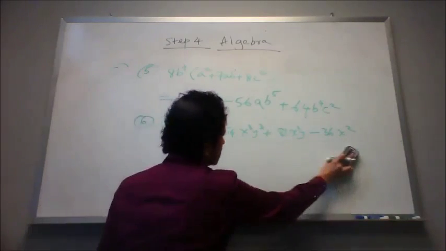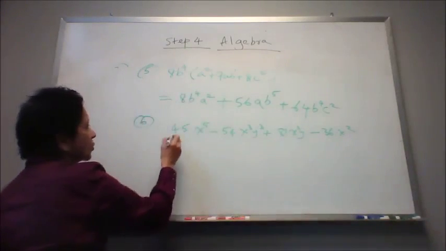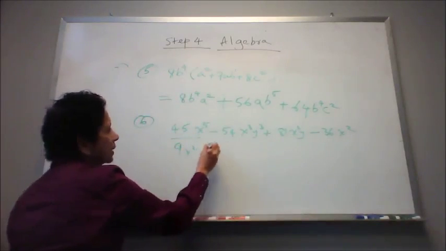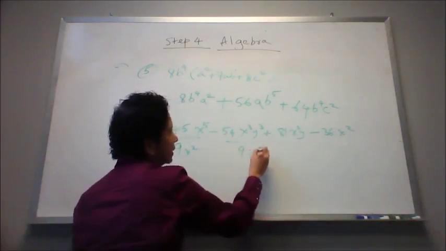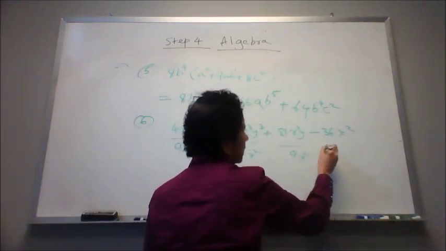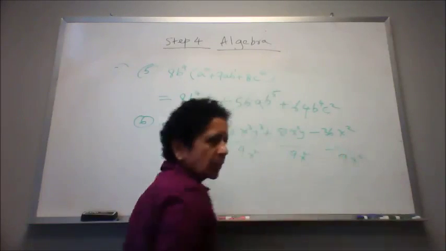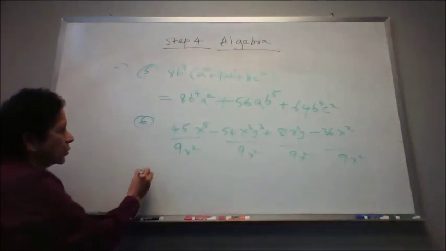So what this means is that under every one of these terms you can put the 9x squared, put the 9x squared, put the 9x squared, put the 9x squared. That's what that means, okay? So then it's easier to do that.